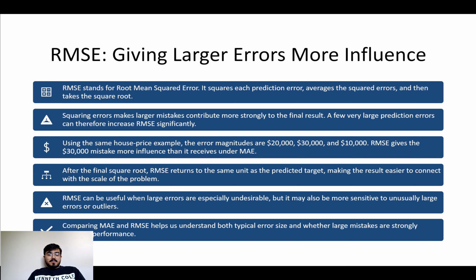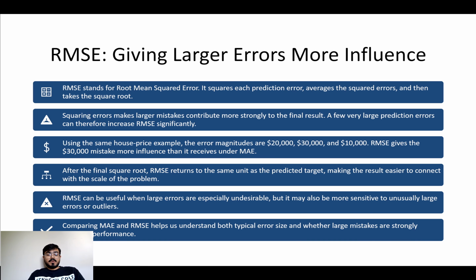So while both MAE and RMSE measure prediction error, MAE treats every error equally, whereas RMSE gives extra importance to large errors.